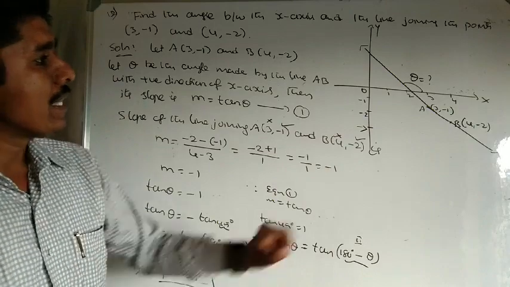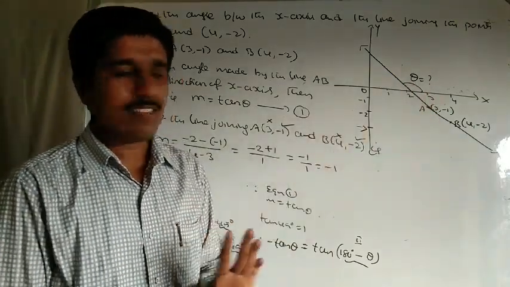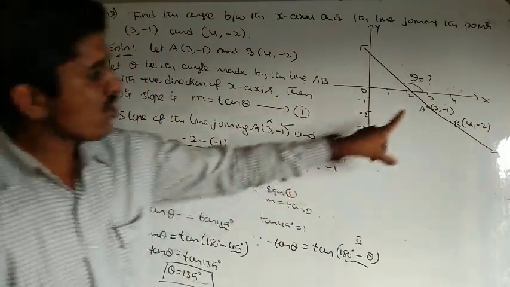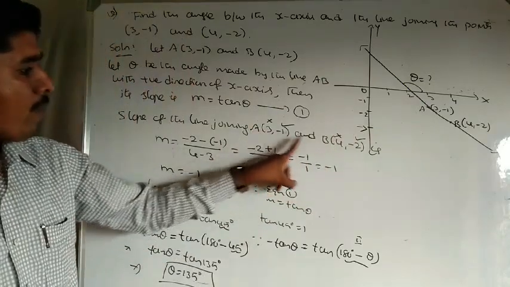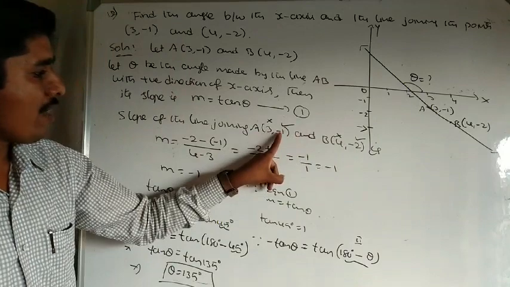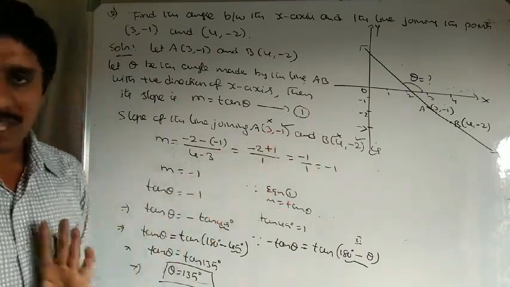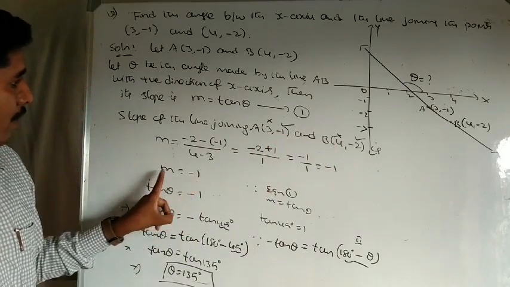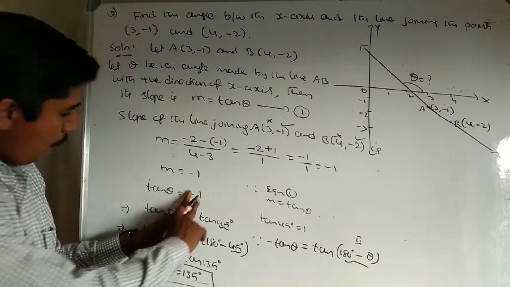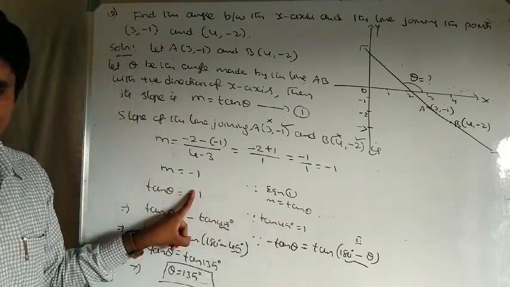So got it. Let theta be the angle made by the line AB with positive direction of x-axis. The slope of the line is given by m equal to tan theta. Next point, slope of line AB. Slope of AB is given by, you know, minus 2 minus of minus 1 divided by 4 minus 3. Simplify, you get minus 1. M equal to minus 1. But here m denotes tan theta. Tan theta equal to minus 1. Minus 1, in terms of tan 45 degree, 1 equal to tan 45 degree.